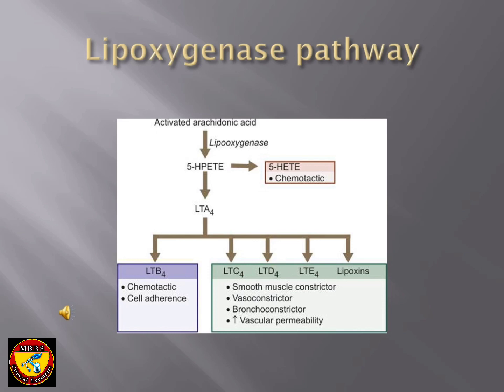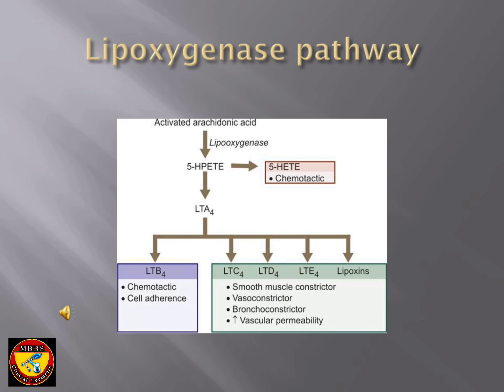Now the second pathway for arachidonic acid metabolite formation is the lipoxygenase pathway. In this pathway, the lipoxygenase enzyme is utilized after activation or secretion of arachidonic acid from the cell membrane. It turns into HPETE, which is a potent chemotactic factor. Then it gives LTA4, that is leukotriene A4, then LTB4, LTC4, LTD4, LTE4 and lipoxins.